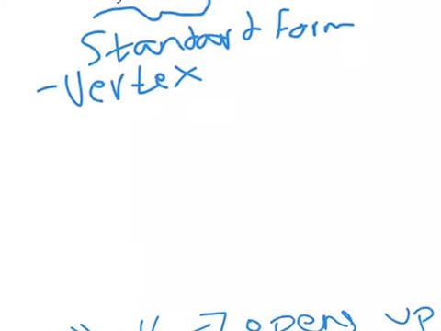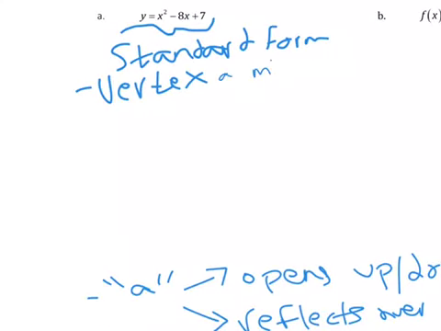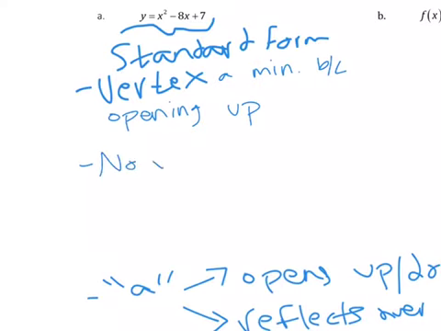The vertex is going to be a minimum y, because the graph is going to be opening up. And we know that because our a value is positive. It's not written down, but it would just be a 1, so you know it's positive. There is no vertical stretch because our a value is just 1. And because it's just a positive 1, there's also no reflection.